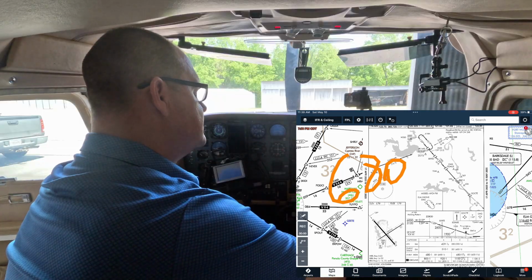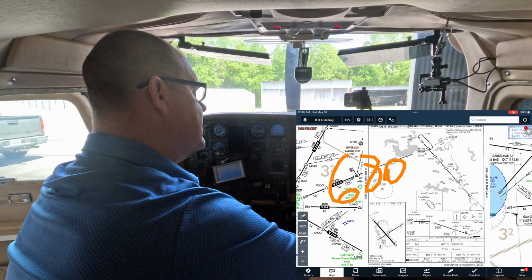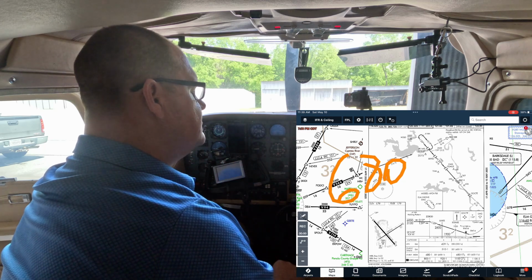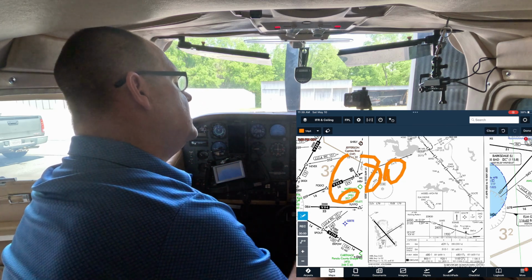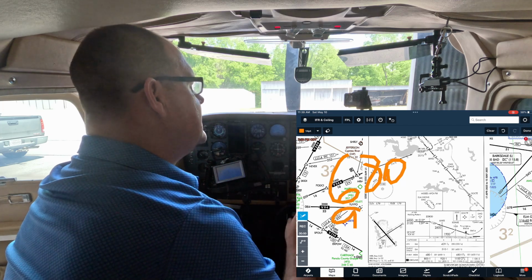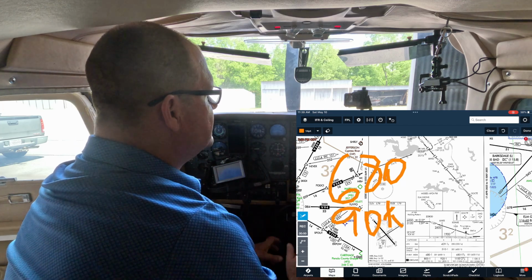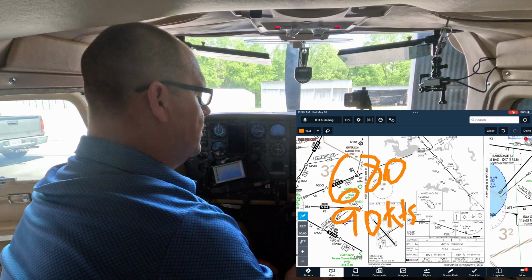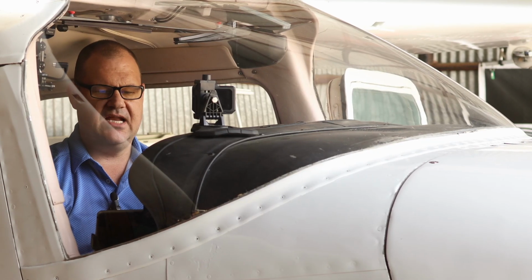The other thing that I like to do is go ahead and put my approach speed in there. So we're going to level off at 680 feet. It's going to be at 90 knots. Go ahead and put that on the approach plate. That way it gives you the opportunity to know that 680 feet, 90 knots, and you can maintain a stabilized approach to the visual descent point. So we've got 680, we've got 90 knots.